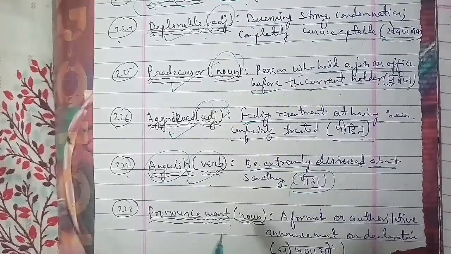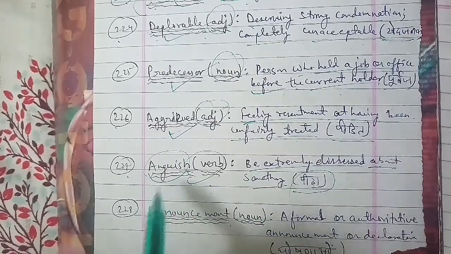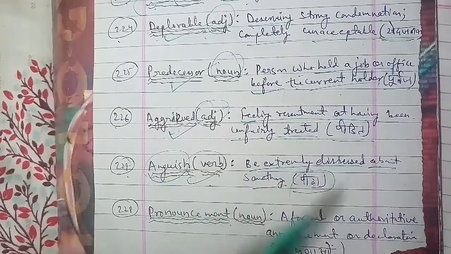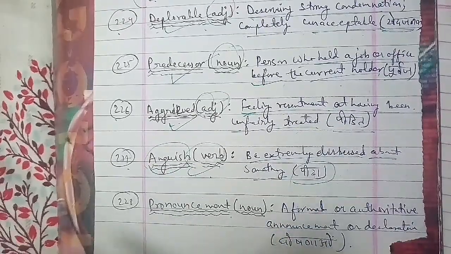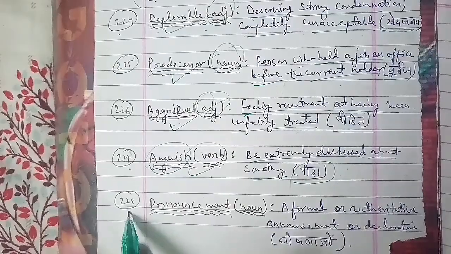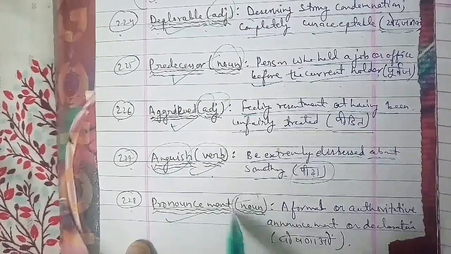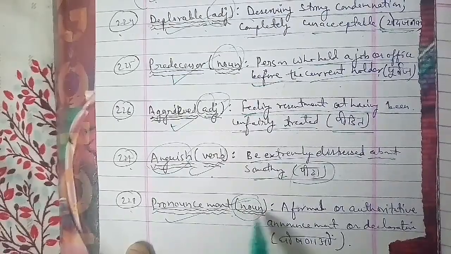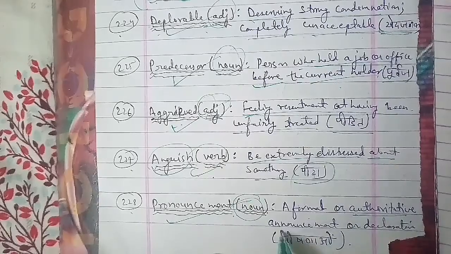Now moving on with the next word that we have here, 228, and the word is pronouncement. Pronouncement is a word that is used as a noun, and the meaning of pronouncement is a formal or authoritative announcement or declaration, जिसे हम कहते हैं घोषणाओं. तो basically pronouncement meaning is a formal and authoritative announcement or declaration, जिसे हम घोषणा कहते हैं. Now moving on with the next one that we have here, 229 word.